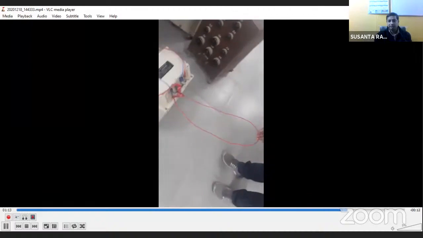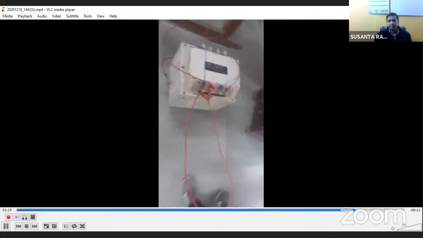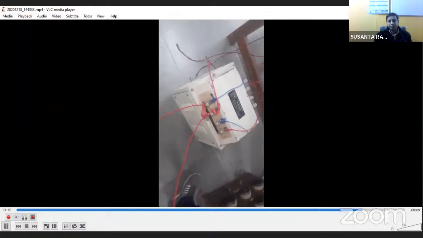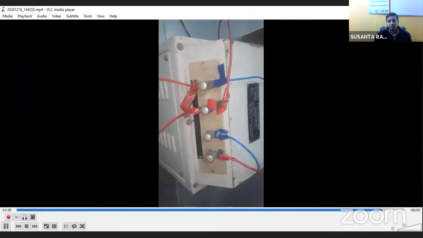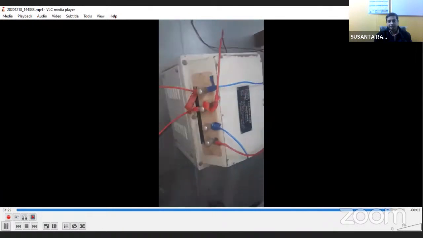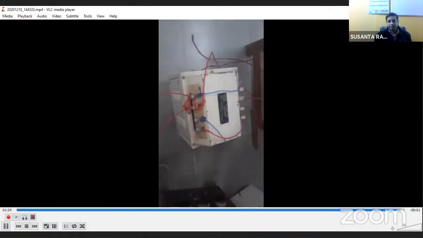Okay, so this is the short circuiting. So 1 and 2 are short circuited. This is the only change you have to make for the short circuit test. The meter you don't have to change, because you have already changed the excitation side.